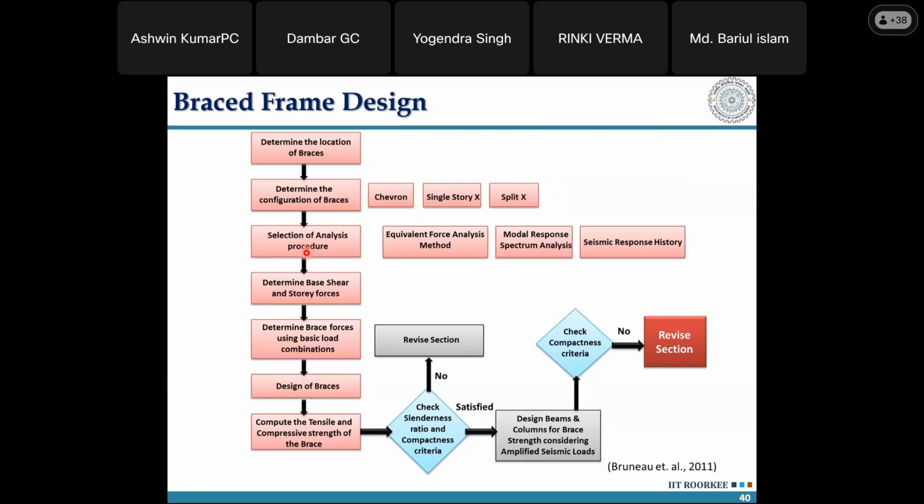Next is selection of your analysis procedure. You might go for an equivalent lateral force method as per IS 1893. I have mentioned all three methods that are mentioned in IS 1893. So you will do your analysis as per 1893, and then determine your base shear and story forces, right? You will determine Z by 2, I by R, Sa by g. You'll do all the analysis, or choose the response spectrum method, and you'll find out the base shear or story forces.